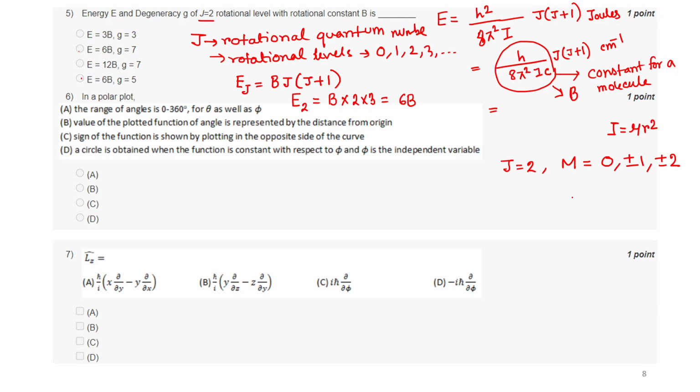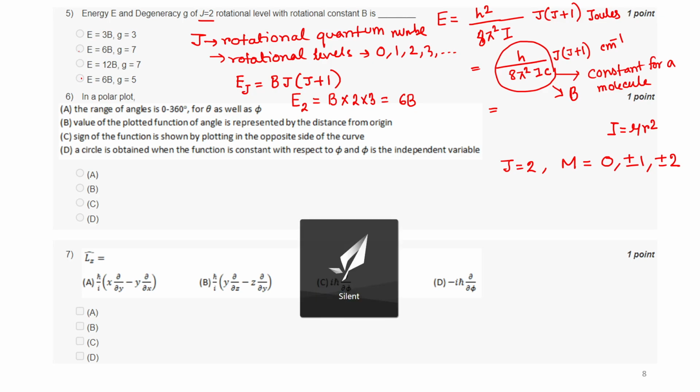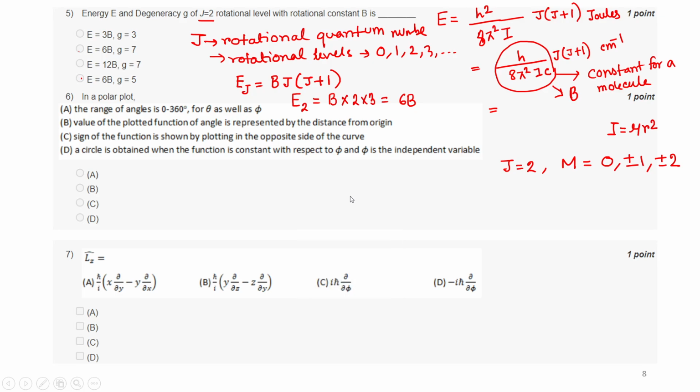So just wait, I will switch on the plug of my computer charging. Some water. Very thirsty.